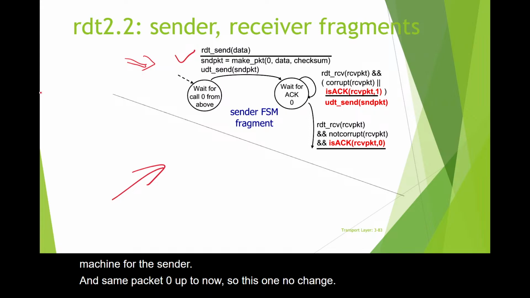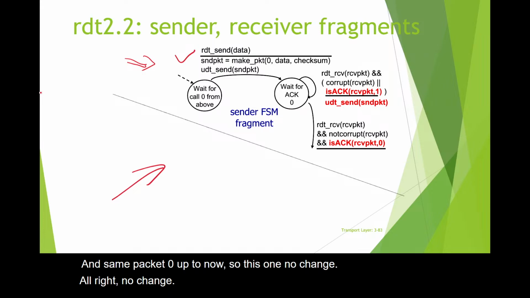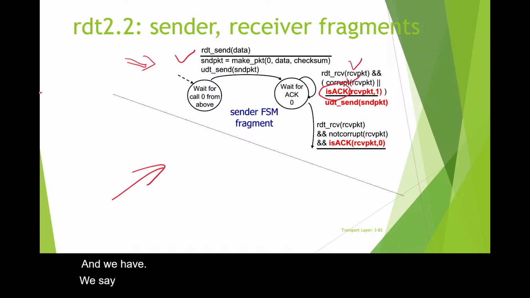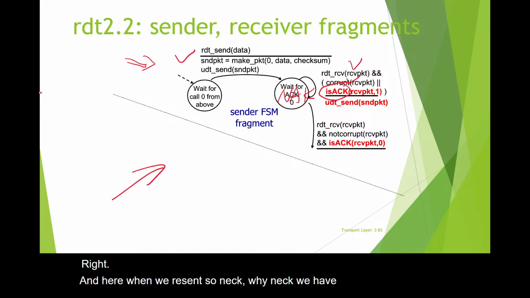So this one, no change. All right, no change. And we have receive corrupt. But what's this? It should be NAK, NAK for the previous version. Right? And here, then we send. So NAK, why NAK? We have the current ACK.